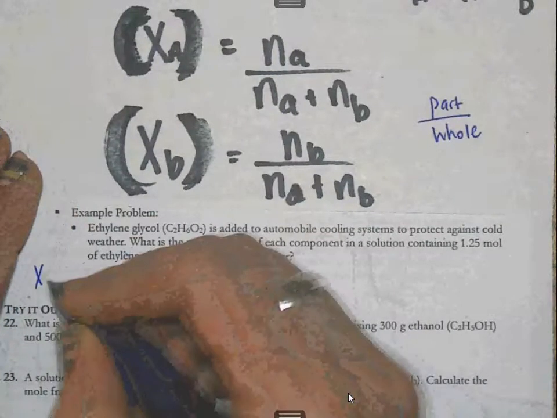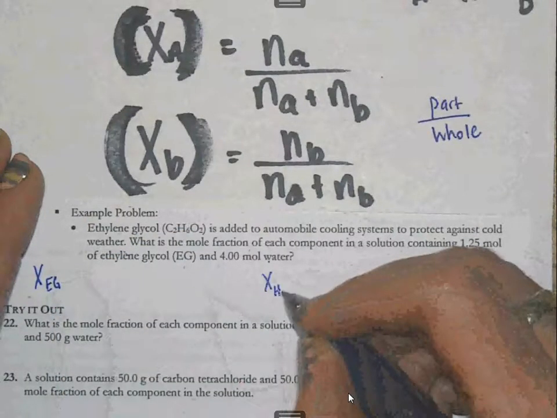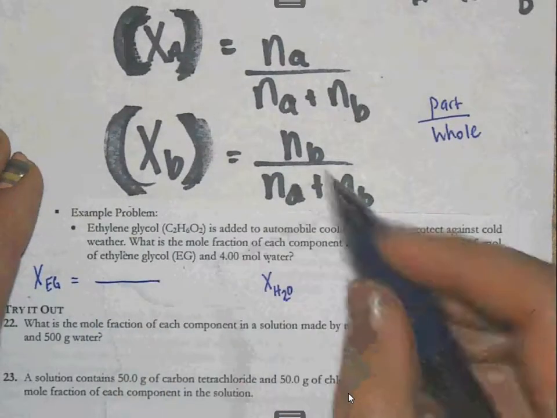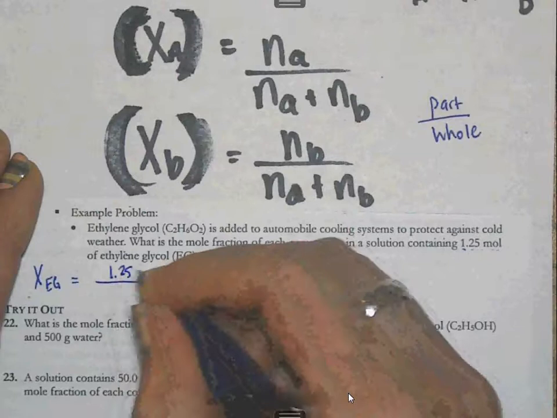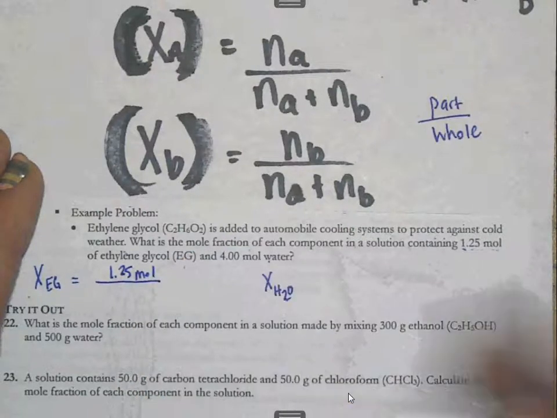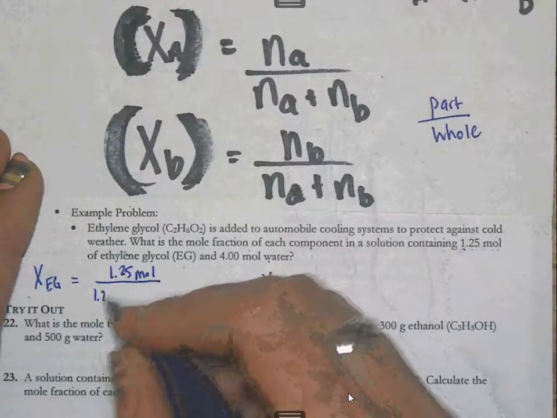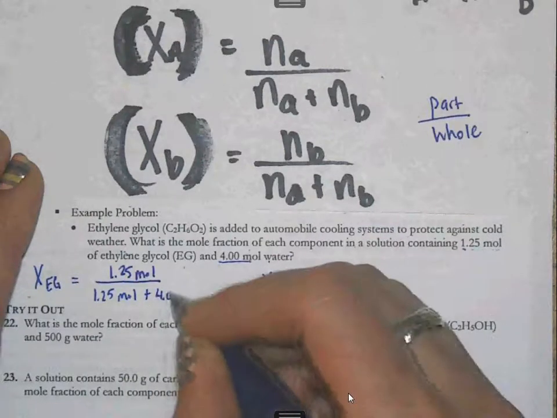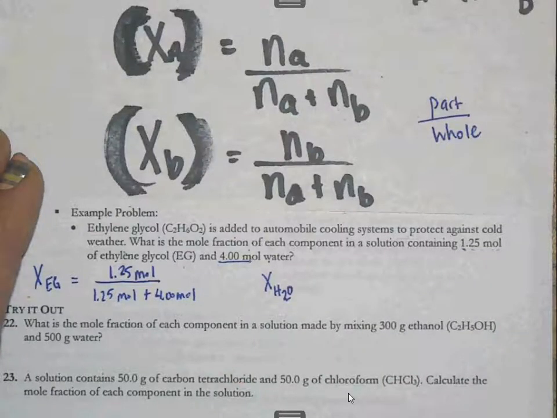So what I'm going to do is put X for EG, for ethylene glycol, and X H2O. So the fraction of ethylene glycol is going to be the number of moles of ethylene glycol. Well, right here it says 1.25 moles of EG. And then my equation says to put it over both of them together. So that'll be 1.25 moles of one of them and 4.00 moles of the other. So if I do my math, that's going to be 1.25 divided by 5.25.